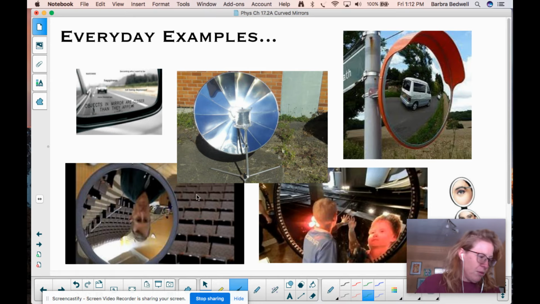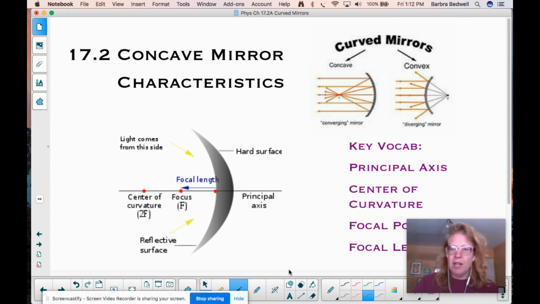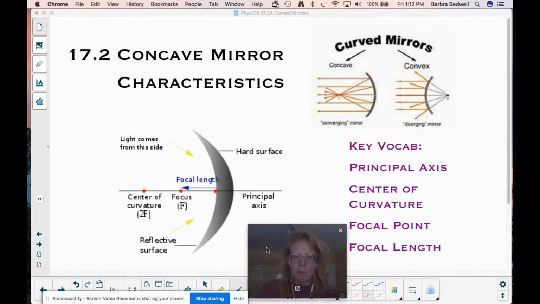This curvature can be used for a variety of different purposes, depending on what you want to do. So those are just some examples of curved mirrors in your everyday life. With this, I'm going to move this towards the middle.